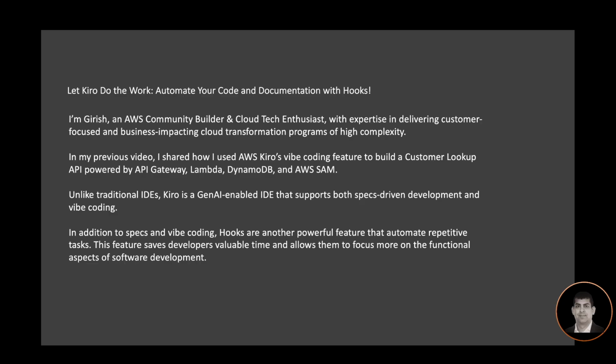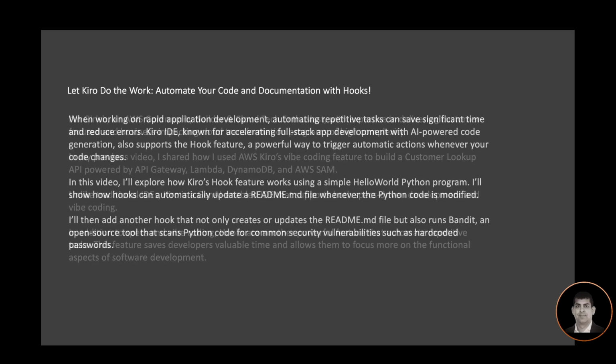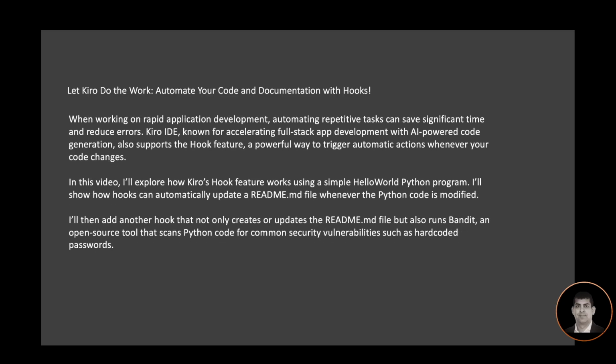Unlike a traditional IDE, Kiro is a GenAI-enabled IDE that supports both specs-driven development and vibe coding. In addition to specs and vibe coding, hooks are another powerful feature that automates repetitive tasks. This feature saves developers valuable time and allows them to focus more on the functional aspect of software development. When working on rapid application development, automating repetitive tasks can save significant time and reduce errors.